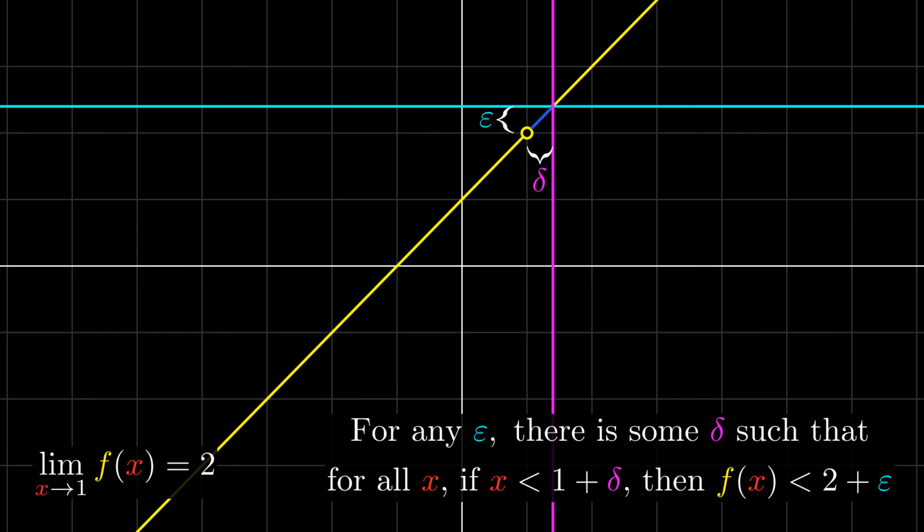However, this means that f of x could be something like negative 5,000, and this definition would still say that it's close enough to 2. That's ridiculous. However, here's a simple way to fix it.